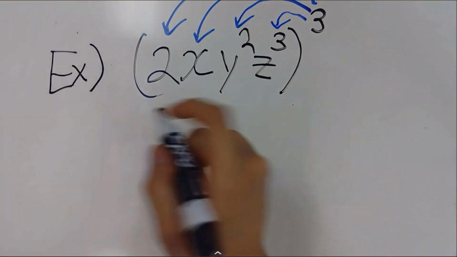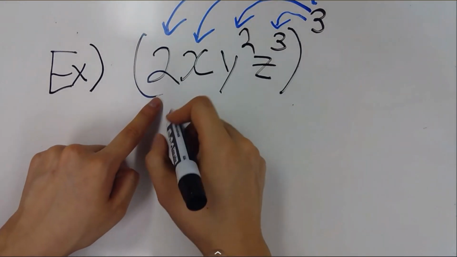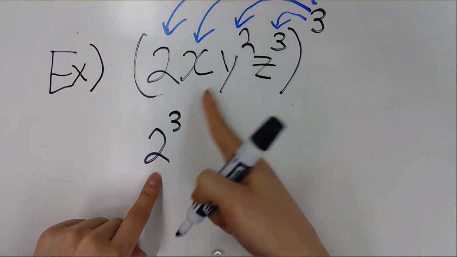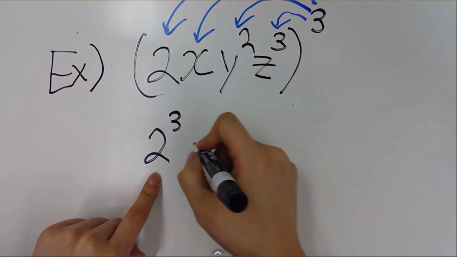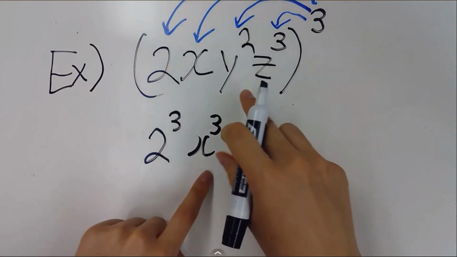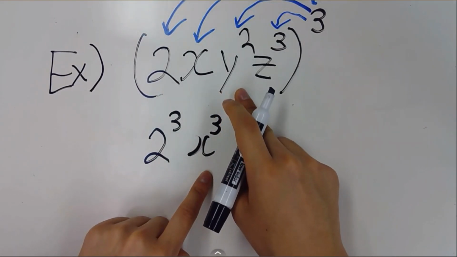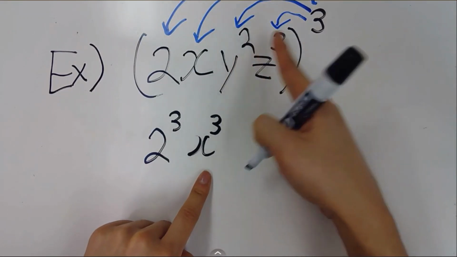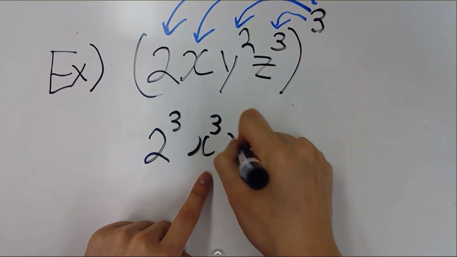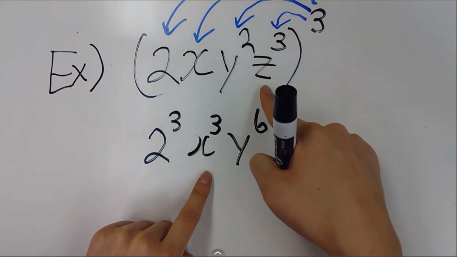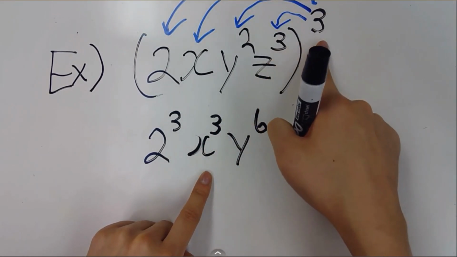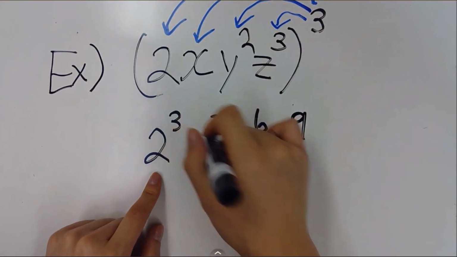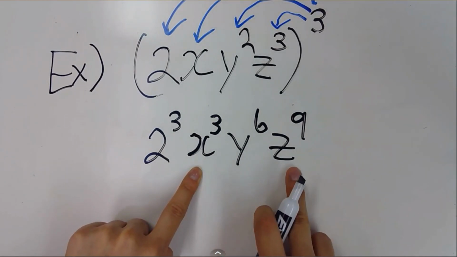So all we have to do is first we know that this is going to be 2 times 2 times 2, which is 2 cubed, and then x times x times x, which is x cubed, and this is y squared times y squared times y squared, which then we just learned that when we have power of a power, we just multiply. So we have y to the power of 6, and here we have z cubed to the power of 3, which is z to the power of 9.